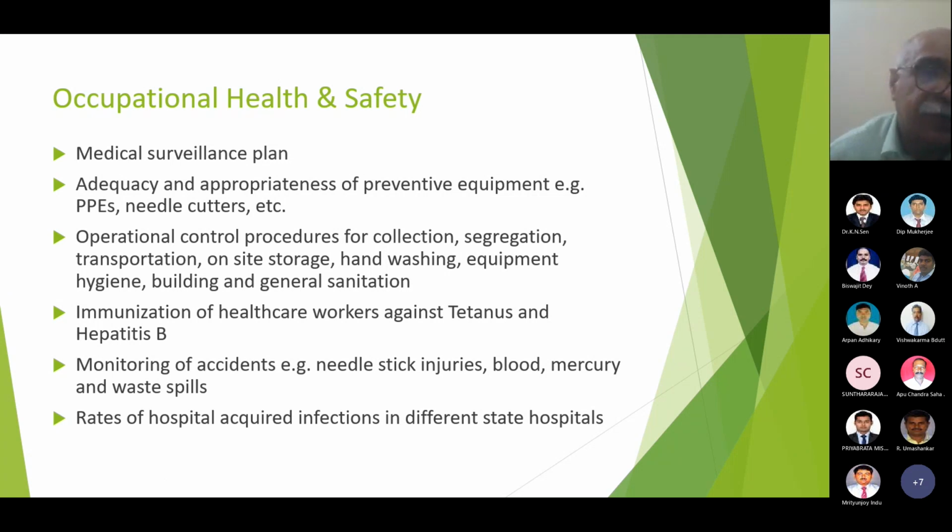Then blood exposure can be there, mercury exposure can be there, and other waste spills, various chemicals can be disposed. There can be spills, and those have to be contained.